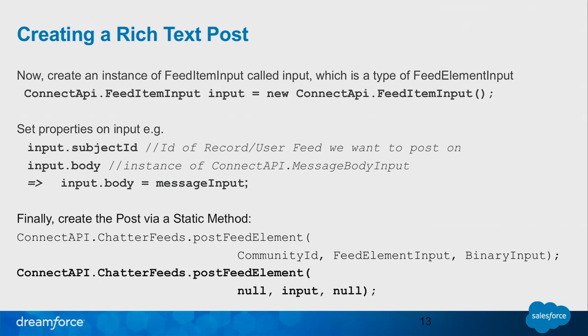So what it actually looks like at the bottom: ConnectAPI, post feed element, and we're going to post the instance of feed item input called input that we set the message segments as the body of. We set binary input to null, and the community ID, if you're just posting into your own internal org, is typically going to be null. If you're using communities, that's where you would set the community ID.